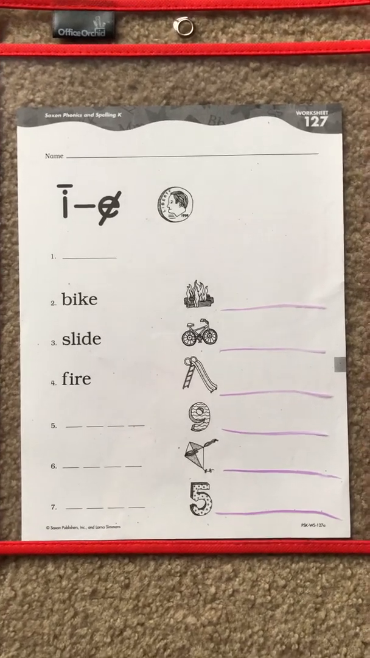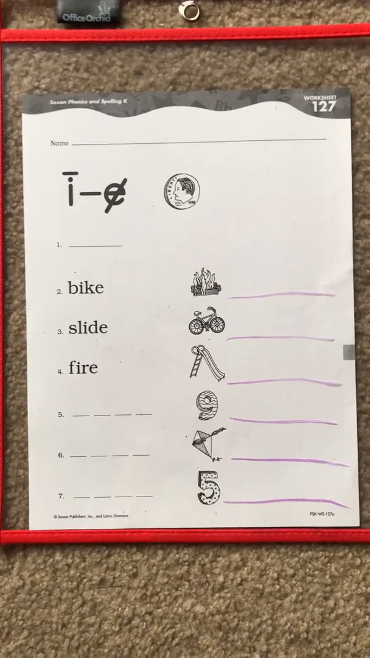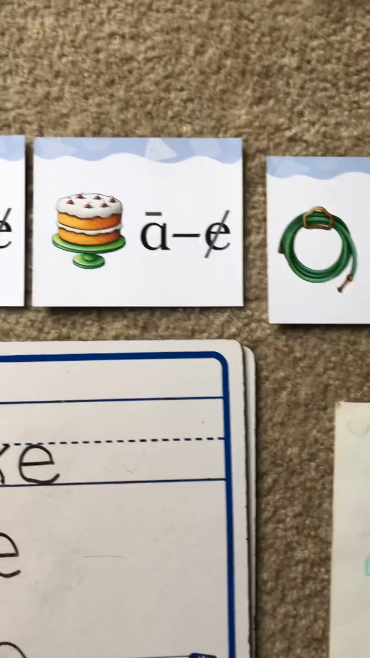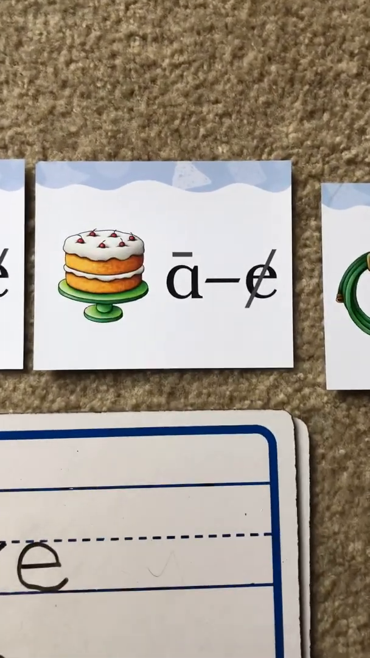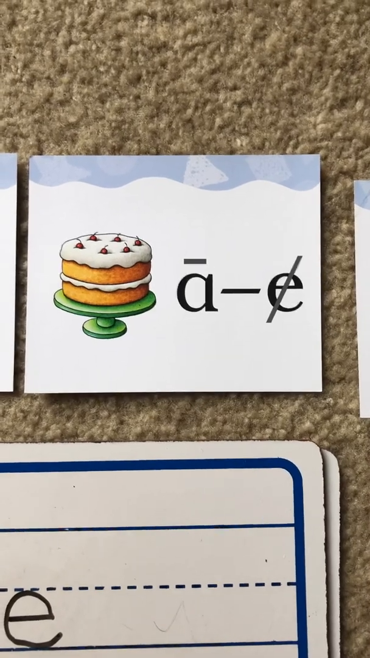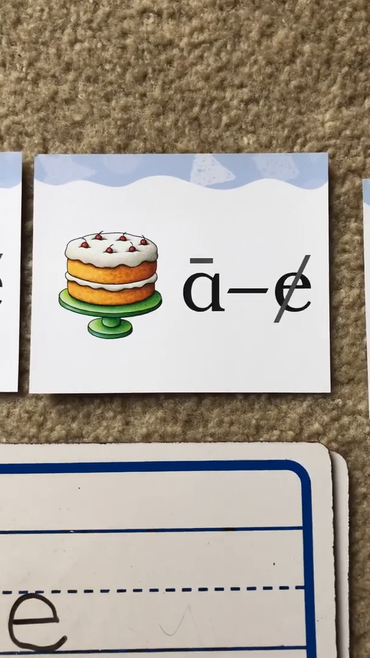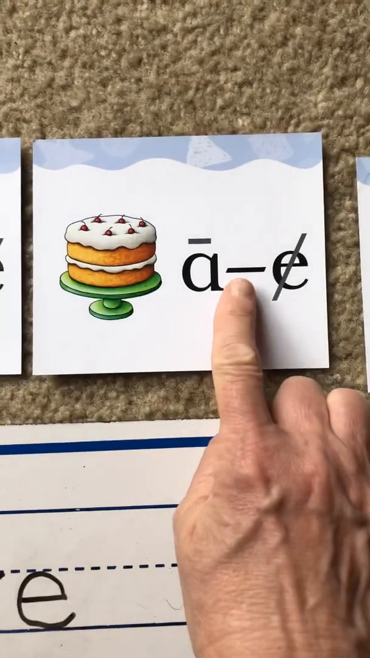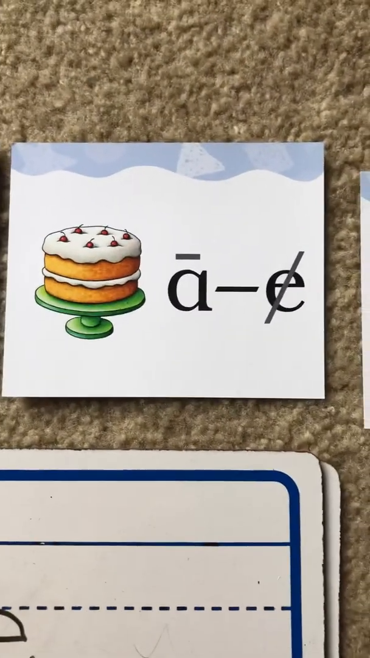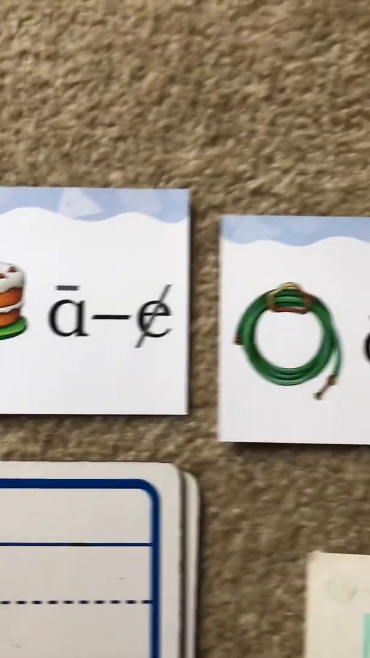This is lesson 127. Now, this week we have been practicing our vowel consonant E pattern. And you remember this one, cake, A. It has the long A sound. Our dash means any consonant. And then there's that sneaky E that we slash out because it's silent.